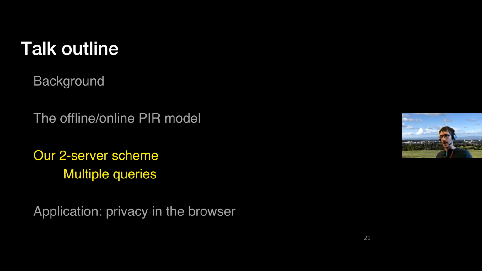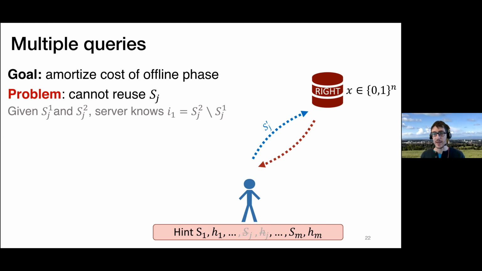So the next thing that I want to describe is the amortization techniques that, as I promised, allow us to reuse the offline phase to perform multiple online queries. Maybe I should emphasize the problem, and explain why we can't just rerun the online phase as described multiple times after a single execution of the offline phase. The reason is that the client cannot naively reuse the same set S_J in its collection for more than one query. If the same set is used twice for two different indices, then the right server could learn from the slight differences between those two sets, or more precisely from their symmetric difference, the indices that the client is reading. So this would completely break security.